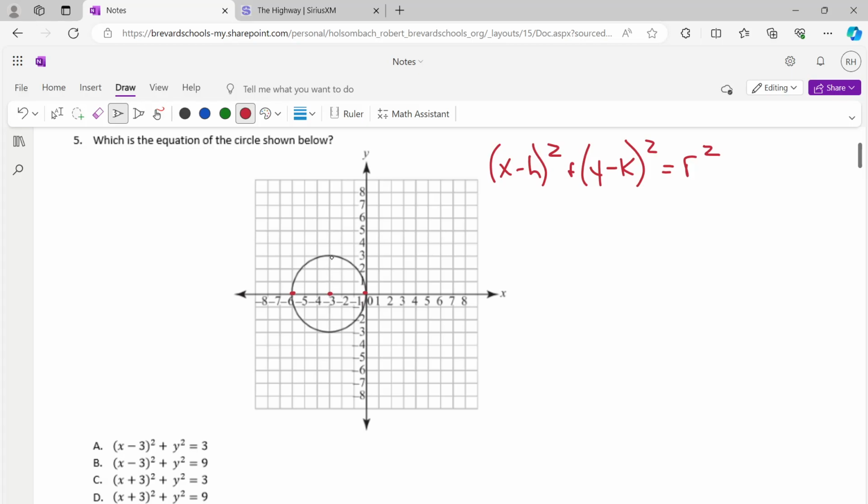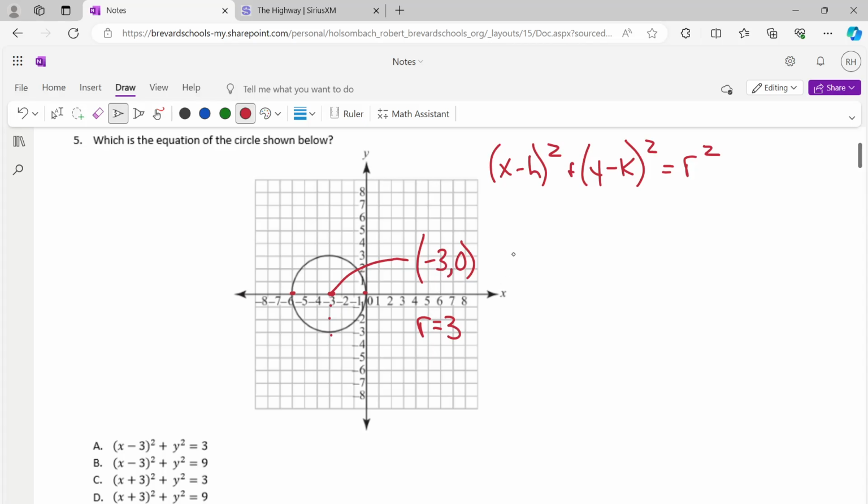And vertically, we go from positive 3 to negative 3. So this vertical line running through the center also hits negative 3. So our center is right here, and it's located at negative 3, 0. The diameter of this circle is 6, which makes the radius 3.